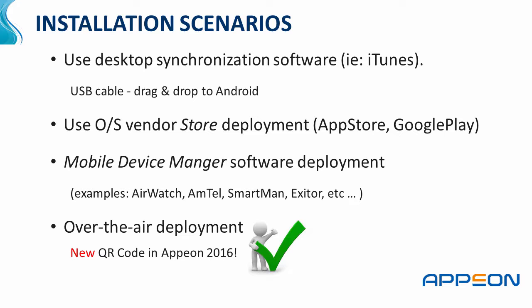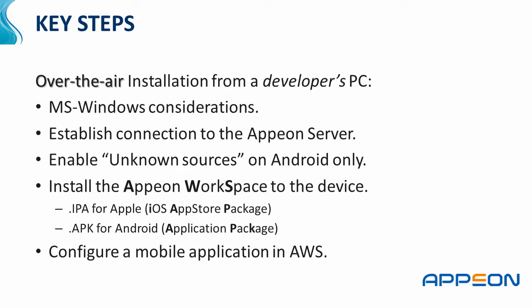So this is what we're going to use in this particular tutorial, the over-the-air deployment. And these are the steps that we'll need to do to be able to achieve that. In this tutorial, we're focused on the developer's PC. And we need to go through these steps in order to get Appeon WorkSpace installed and configured. And once we have that, we'll show you how to attach an application that you built in PowerBuilder to Appeon WorkSpace and actually run it. And even the new QR feature.